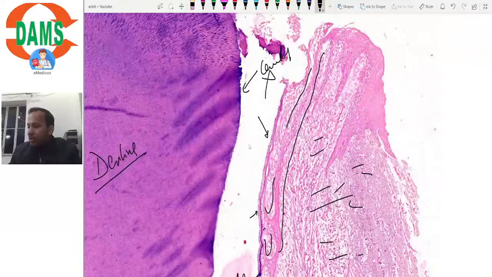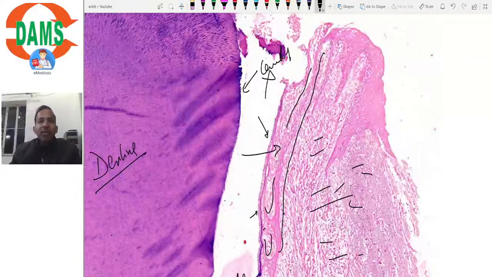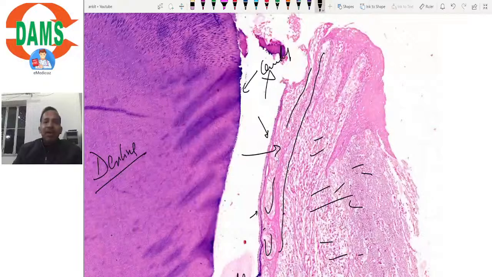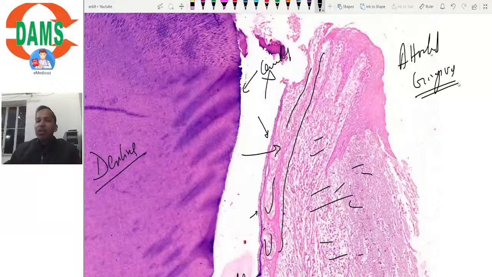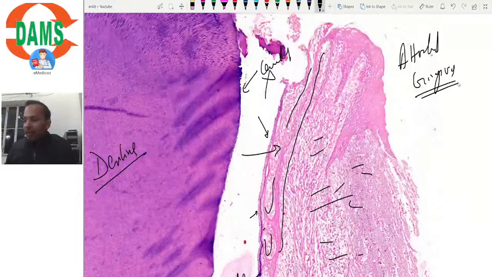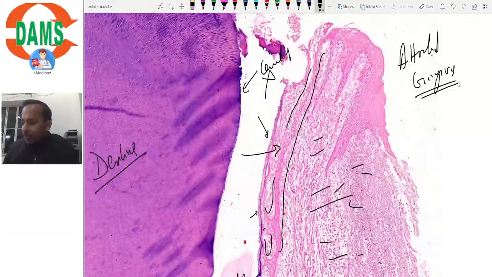Can you tell me what this is? This is nothing but the attached gingiva, right? So this is attaching onto the tooth, isn't it? So this is the attached gingiva.